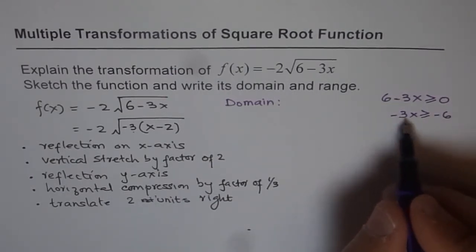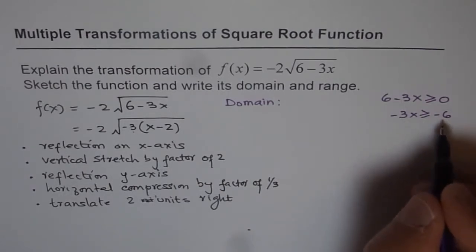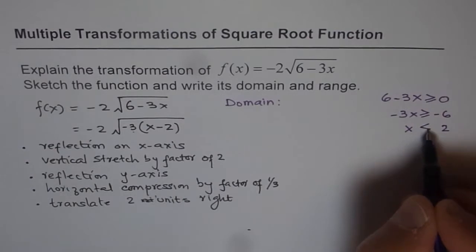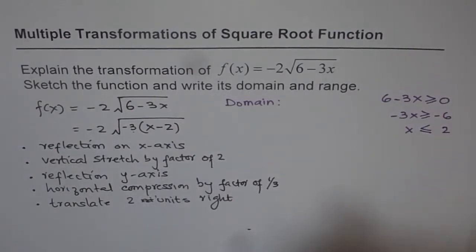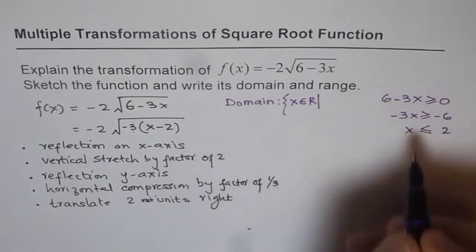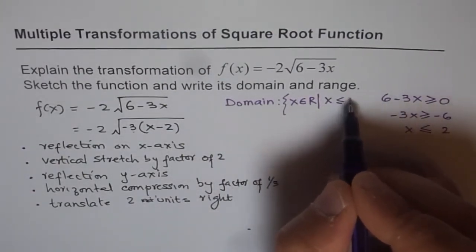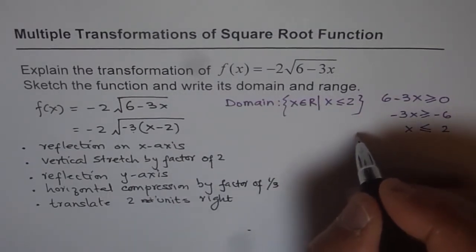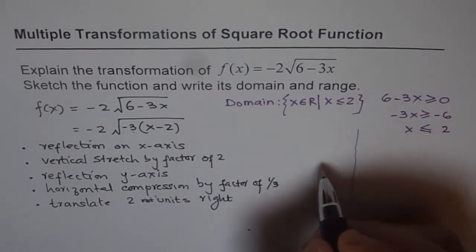And now we'll divide by minus 3. So when you divide by minus 3, you get x here, and minus 6 divided by minus 3 gives you 2. But at this time, you have to interchange the sign also. So the sign becomes less than or equal to. So the domain here is that x belongs to real numbers and x is less than or equal to 2, right? So that is the domain for the function, right? So I hope that the domain part is also clear. Now let's try to sketch this function, right? So I'll squeeze in a small sketch here.